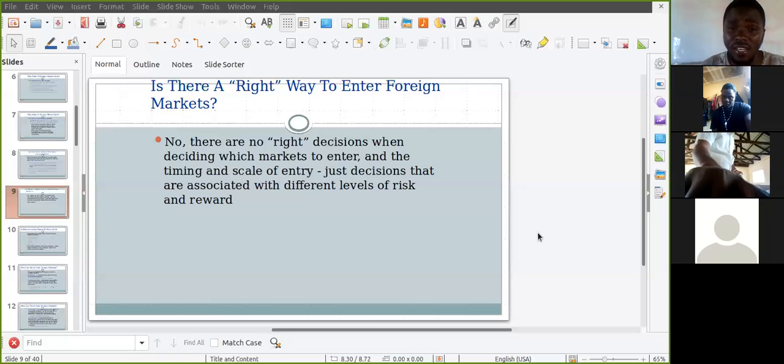So when deciding to enter a market, it depends on your ability to manage risks. It also depends on the decisions that you and your staff have decided to implement at the end of the day. Those are the things that are going to influence you when deciding to enter a given market and on which scale to enter that given market.